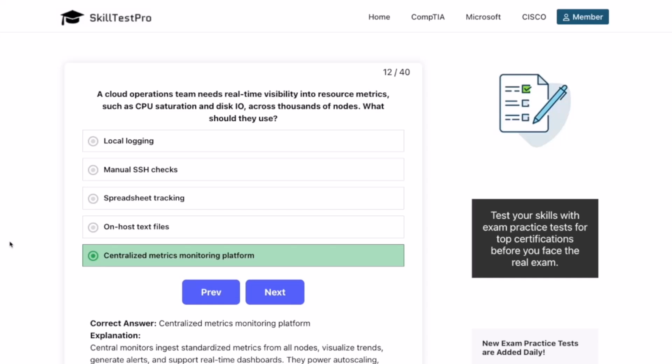Central monitors ingest standardized metrics from all nodes. They visualize trends, they generate alerts, and they support real-time dashboards. They power auto-scaling, performance tuning, and anomaly detection at scale.